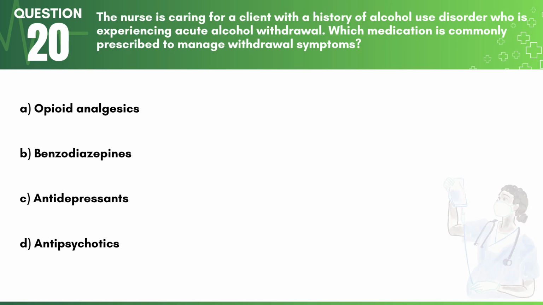Question 20. The nurse is caring for a client with a history of alcohol use disorder who is experiencing acute alcohol withdrawal. Which medication is commonly prescribed to manage withdrawal symptoms? A. Opioid analgesics. B. Benzodiazepines. C. Antidepressants. D. Antipsychotics.